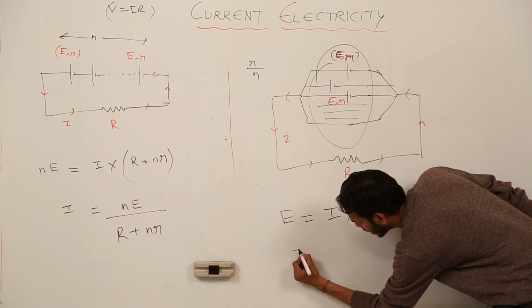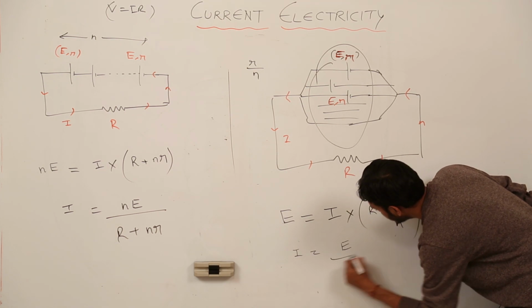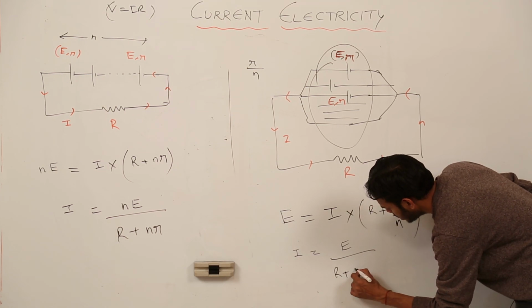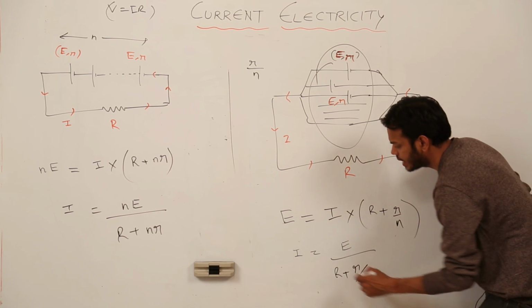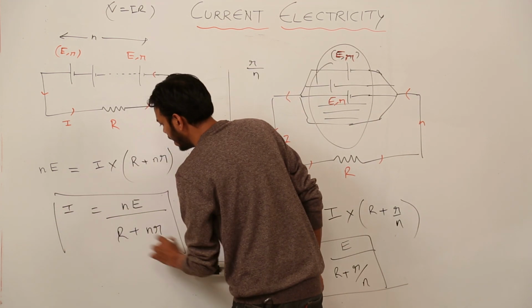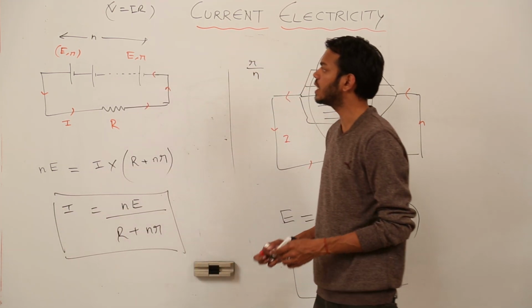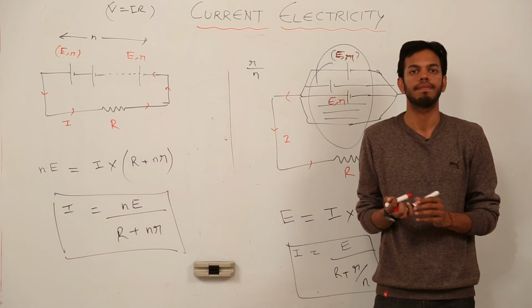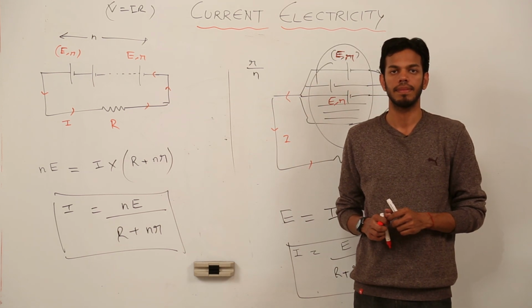Even if they make a loop, they are still in a single line, and that makes them in series. In series, the formula is that we just add each and every resistor. So the total resistance of the circuit is R plus N times small r. So what would be the final answer? Total voltage is total current times total resistance, so the formula for current straight away would be N E over R plus N r.